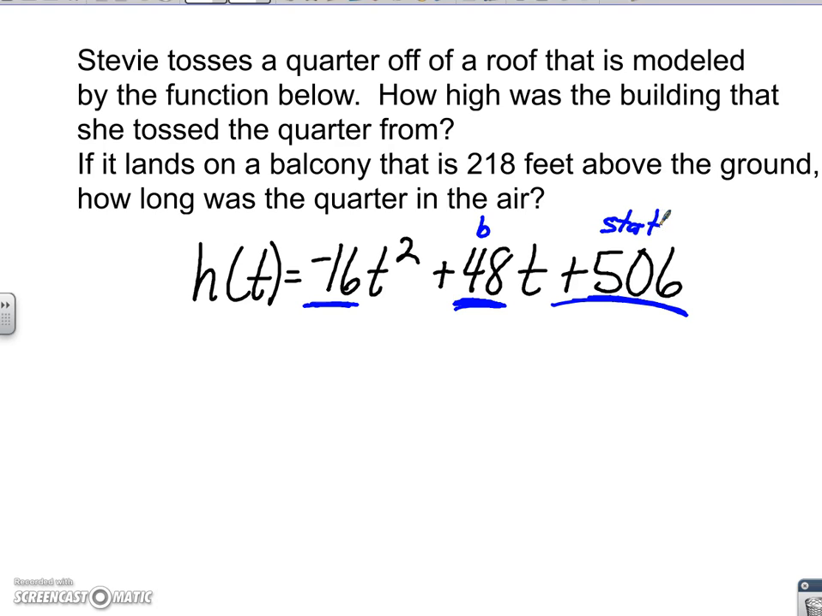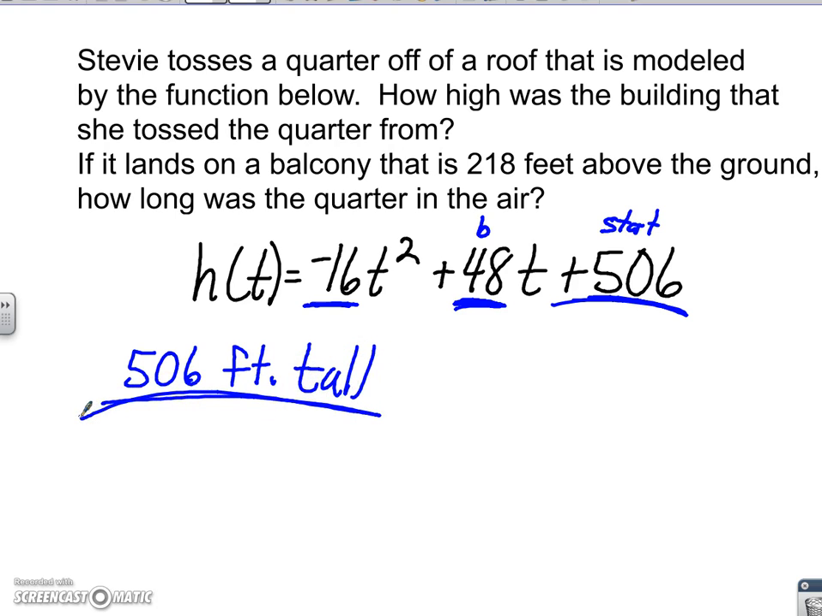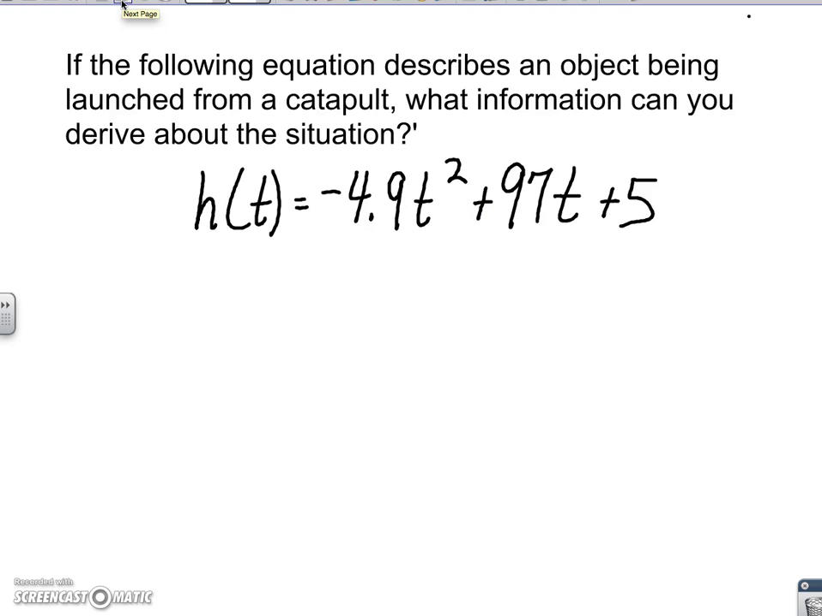How high was the building? The building was 506 feet tall. There is our initial building. We know it's 506 feet tall. The second part of this thing, we will answer this one in class. So we'll have to pull out our graphing calculators and figure this one out. So good job there.